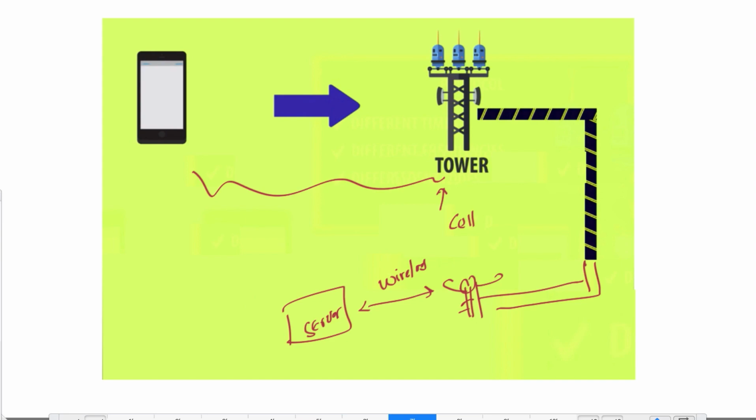So mostly this is wired communication for the long distances, but for the short distance, like from your mobile to the cell tower or from this cell tower to the server, there will be wireless communication. But mostly from tower to tower, this is wired communication only.